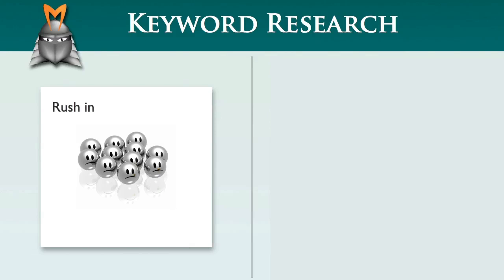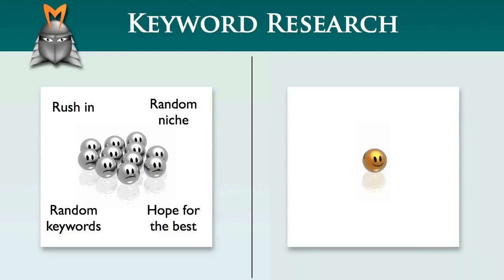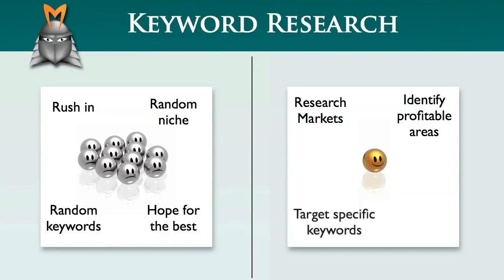Instead, they rush in, they select a random niche, they target random keywords, or worse, they don't target keywords at all, and then they just hope for the best. This is usually a recipe for disaster. The people who succeed online take a very different approach. They research markets carefully, they identify profitable areas, they target specific keywords, and they follow a proven plan. At Noble Samurai, we want you to be in this second group, and our main focus is to develop the tools and the training that you'll need to build a profitable online business.